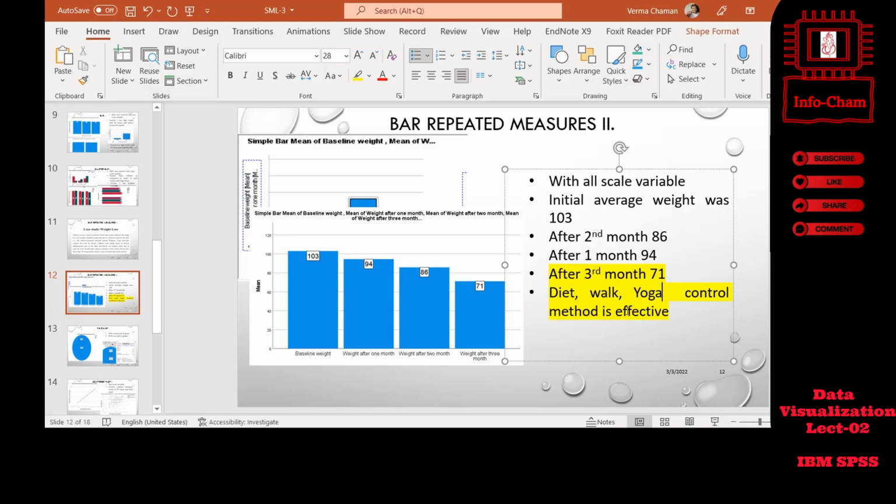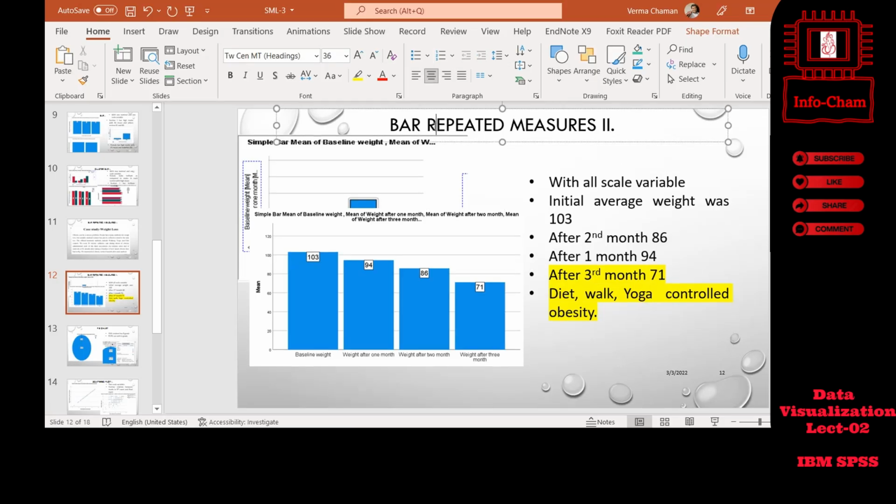Okay, yoga. So they controlled obesity, right? These issues. So this is the repeated bar measure.